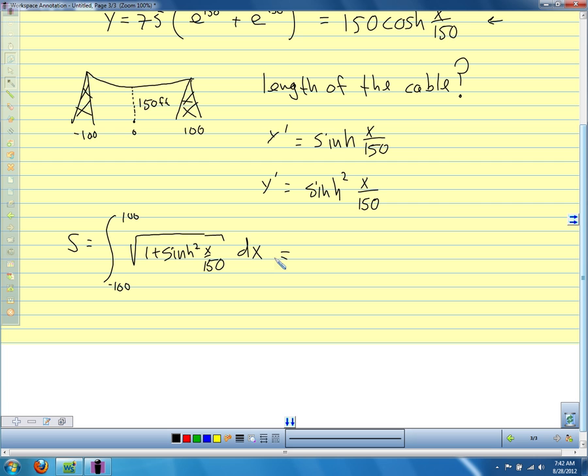And what does that equal? 1 plus sinh squared? That's cosh squared. And we're taking the square root. So we just get the integral from minus 100 to 100 of the hyperbolic cosine of x over 150 dx, which just gives us 150 hyperbolic sine of x over 150, and we're evaluating that from minus 100 to 100.